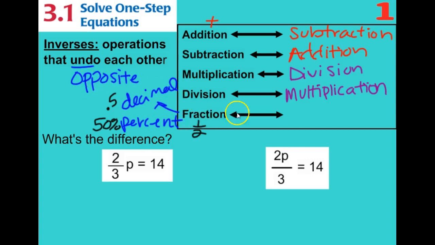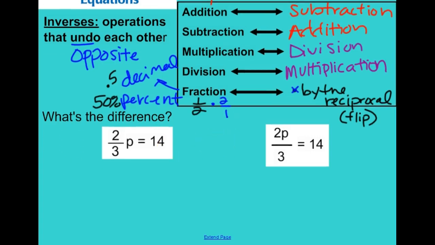The opposite of a fraction is really going to be multiplying by the reciprocal. And the reciprocal just means that we are flipping our fraction. So the reciprocal of 1/2 would just be 2/1. That would undo a fraction. So we're going to look at these here first.